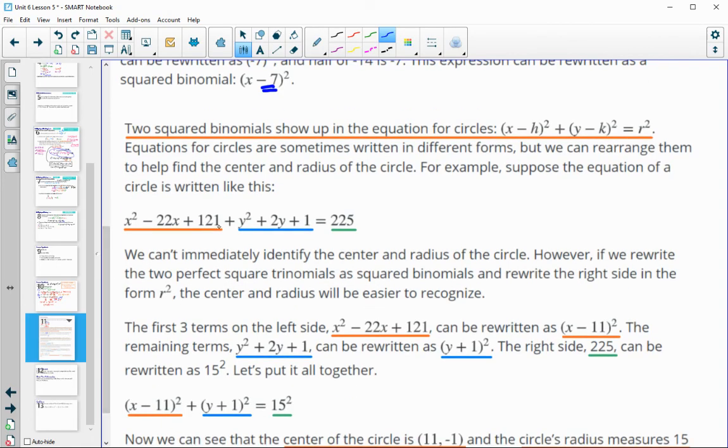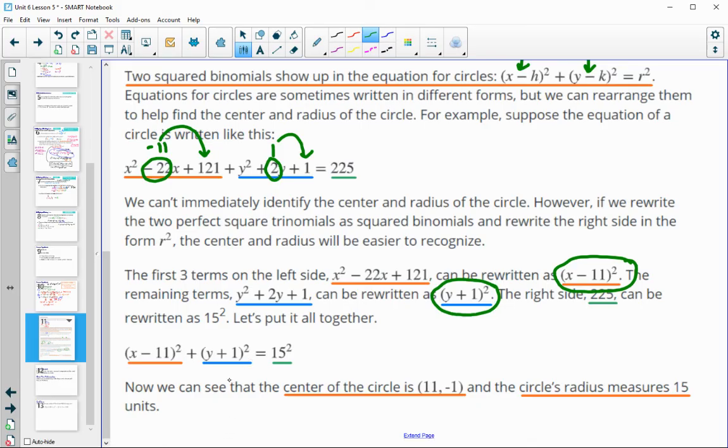That's going to help us in circles because if we see this stuff expanded, we'll be able to go backwards so that we're able to see the center easier if we can recognize this pattern. So if we can recognize that negative 22 divided by 2 is negative 11, squared is 121, we can get to this. Whoops, not to that. We can get to this. And if we recognize that 2 divided by 2 is 1 and 1 squared is 1, we can get to this, which helps us with that center. So recognizing that pattern and applying it.